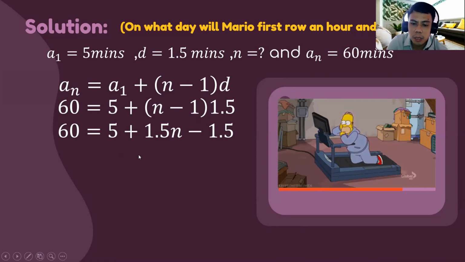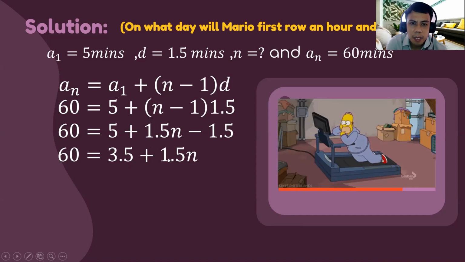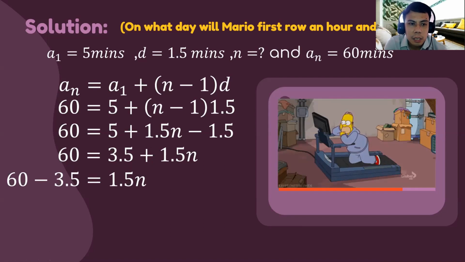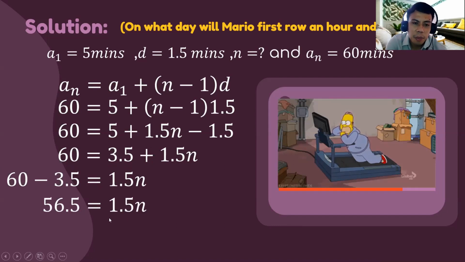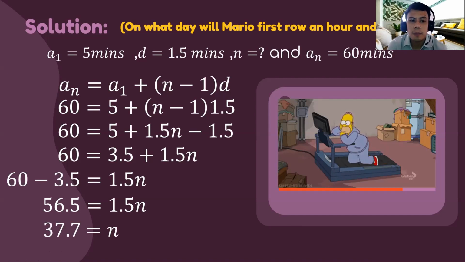After that, combine like terms. 5 minus 1.5 is 3.5, plus 1.5n. Now let's transpose 3.5 to the other side of the equation. That is 60, just copy 60, minus 3.5, equals 1.5n. So 60 minus 3.5 is 56.5, equals 1.5n. Our goal is to find n, so we will divide both sides by 1.5. So we can say that n is equal to 37.7.